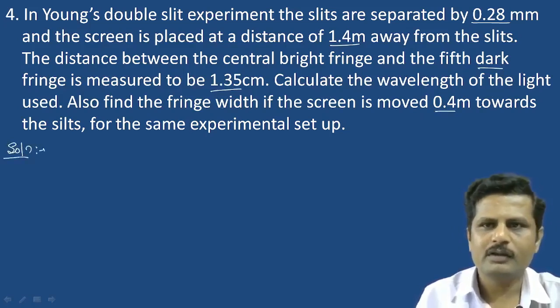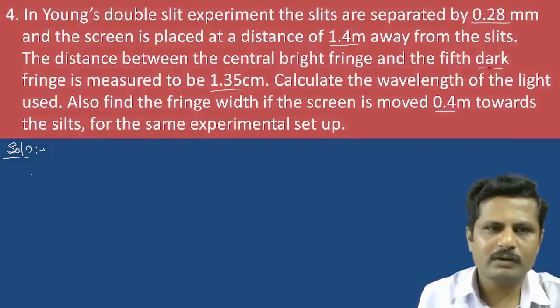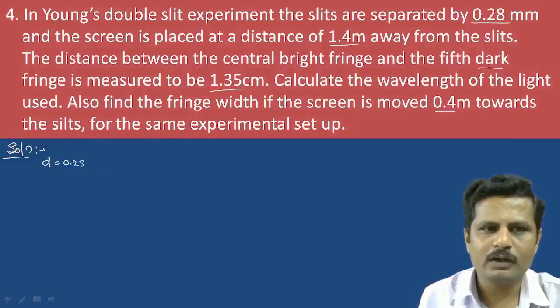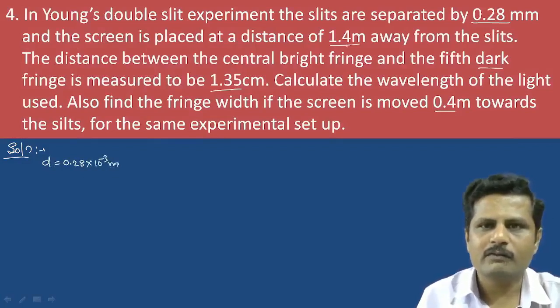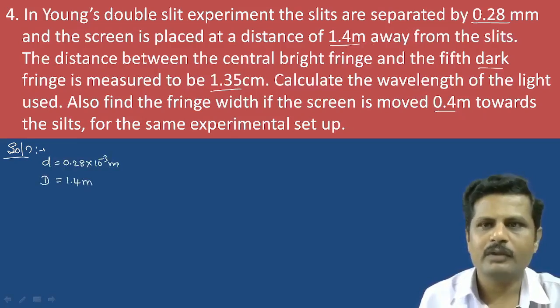Here we can see the slits are separated by 0.28 millimeter. Here the small d, that is the distance between the two slits, is 0.28 millimeter. Milli means 10 raised to minus 3 meter. Next, screen is placed at a distance of 1.4 meter. That is the distance of the screen from the slit, represented by the letter capital D, that is equal to 1.4 meter away from the slit.